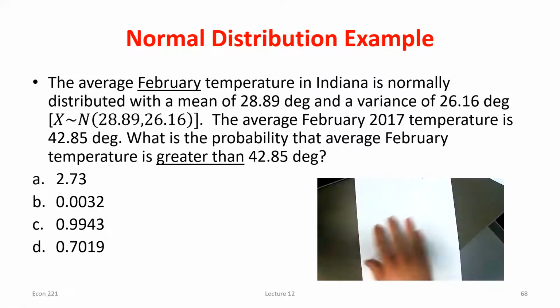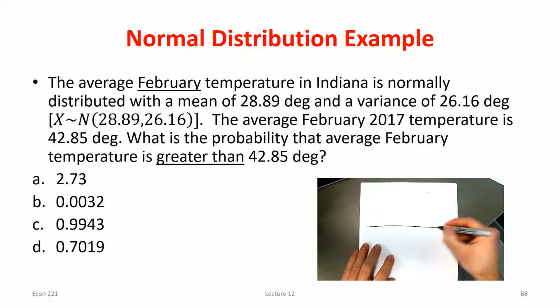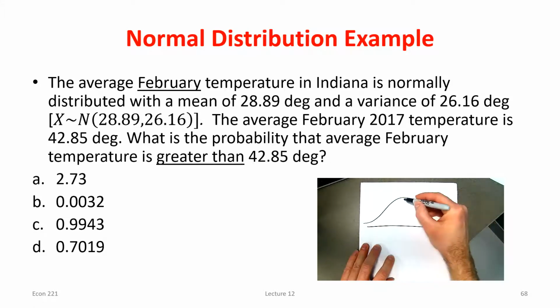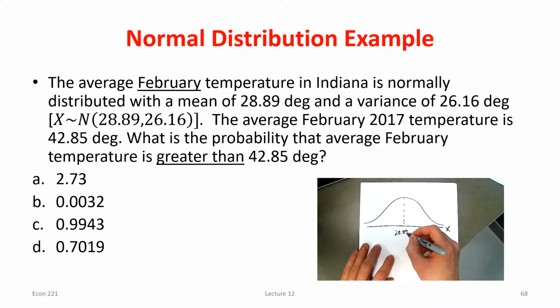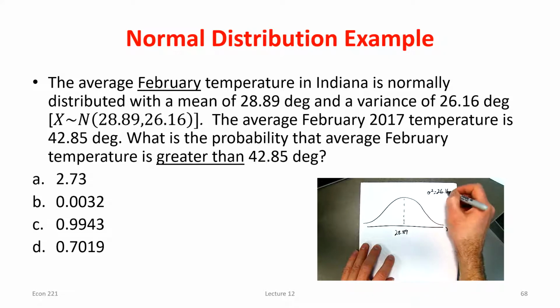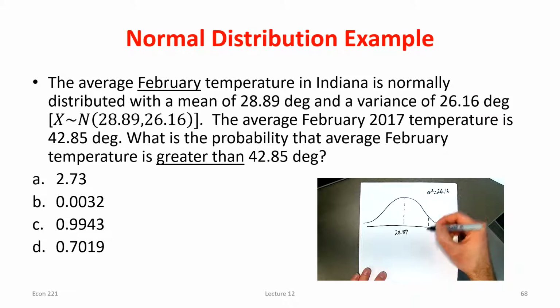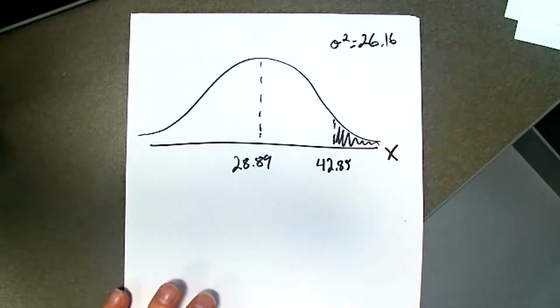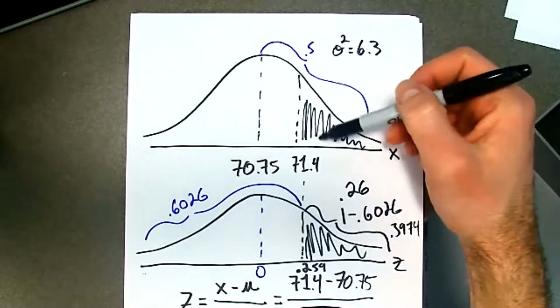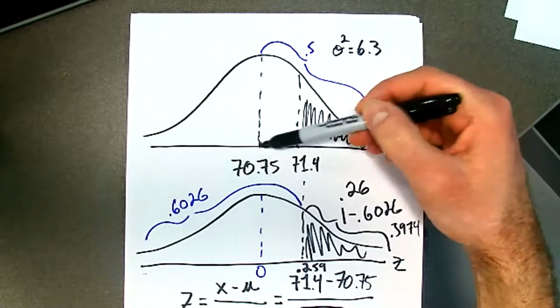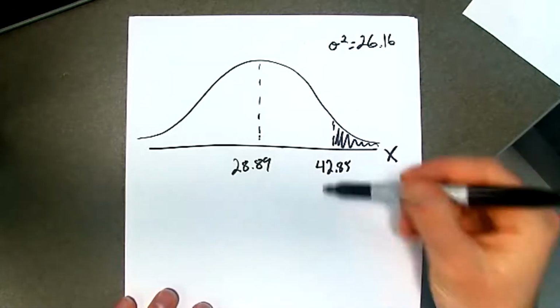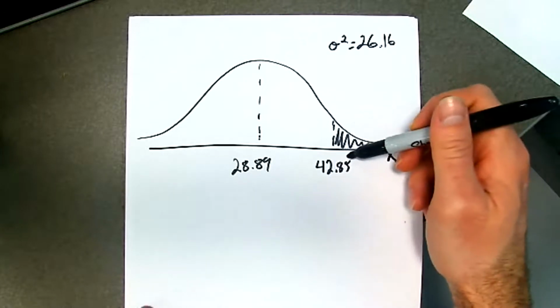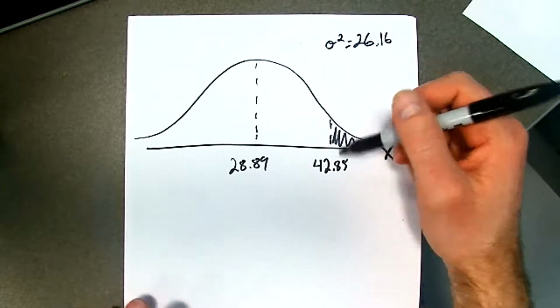So I've got February temperature now. That's my random variable x. It's normally distributed with a mean of 28.89 and a variance of 26.16. I'm asked for the probability that it's 42.85 or greater. Now, right away, comparing this to the last example, it's the same sort of setup: I want the area to the right of a certain value. Before, we were relatively close to the mean, and now we're about 14 away. We're pretty far from that mean. This is going to be a probability pretty close to 0, because it has to have a really high z-score, way far above the mean.